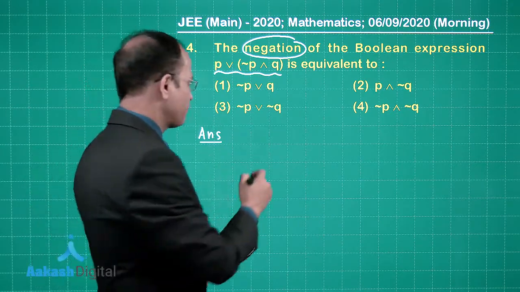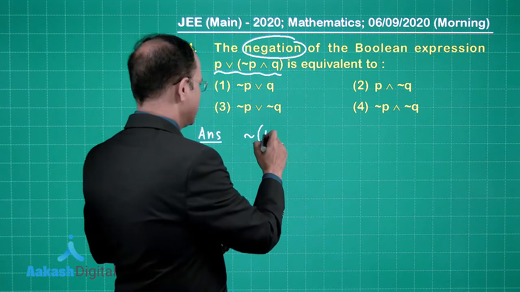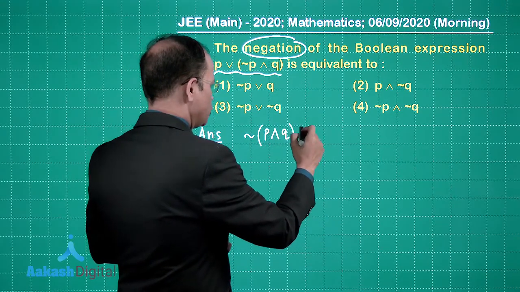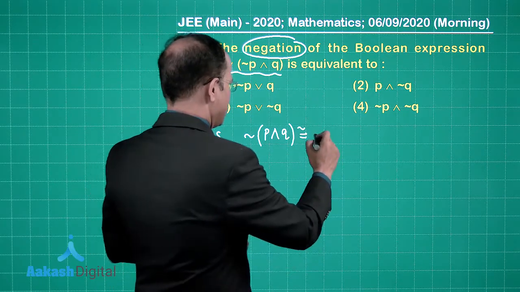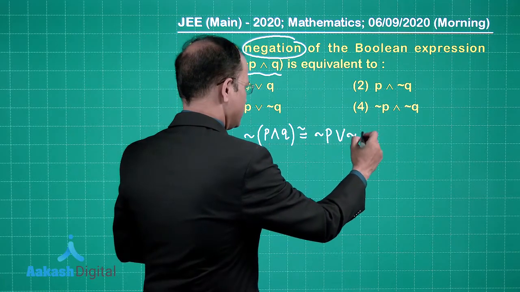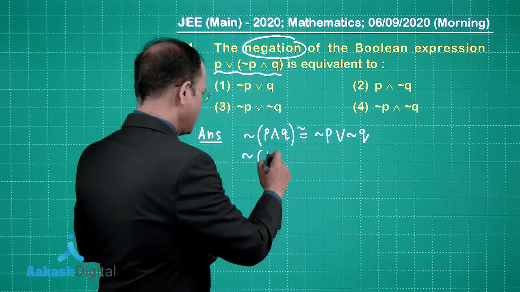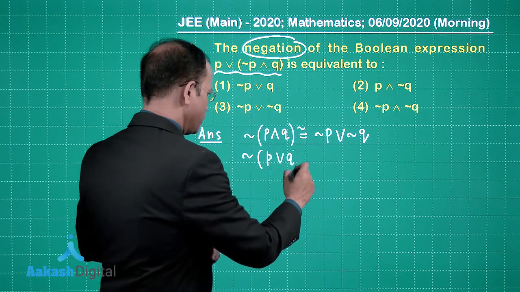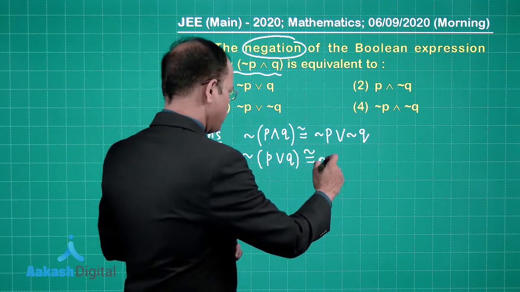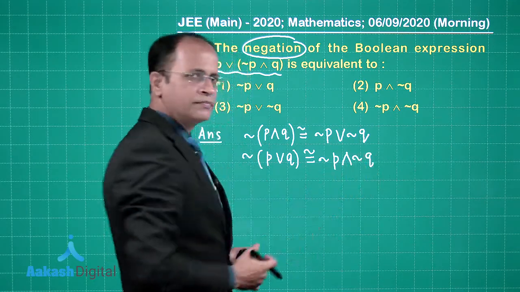What is De Morgan's law? You can just have a look at this part. Negation of, say we have been given P conjunction Q, this is equivalent to negation of P disjunction negation of Q. And also if I write it in this way, negation of P disjunction Q, this is coming out to be negation of P conjunction negation of Q.